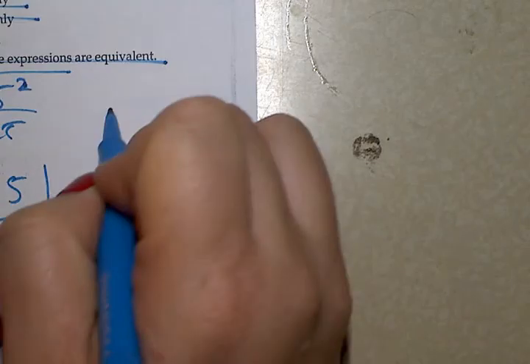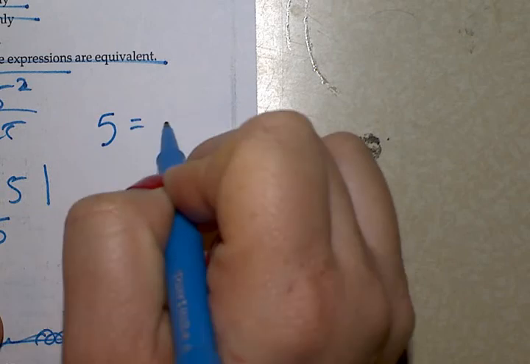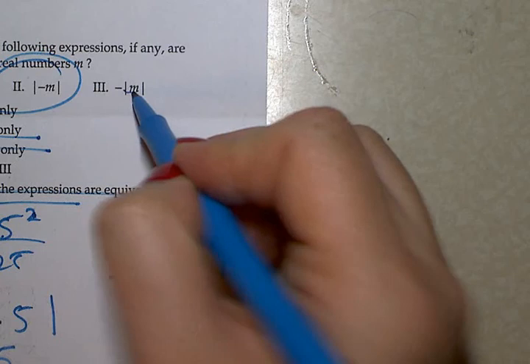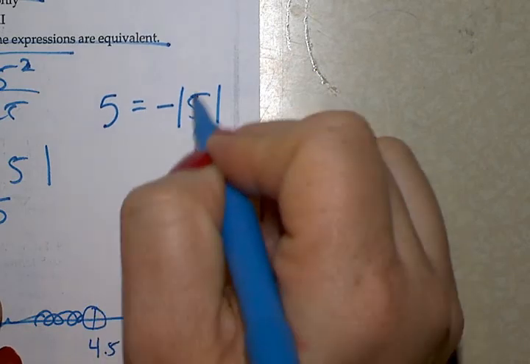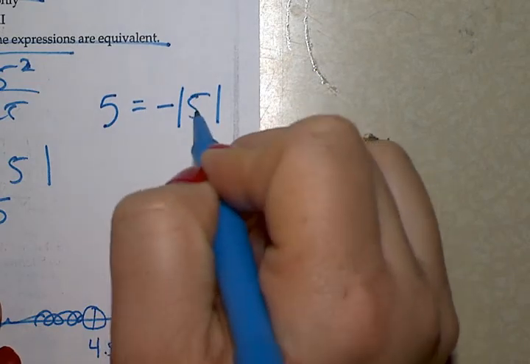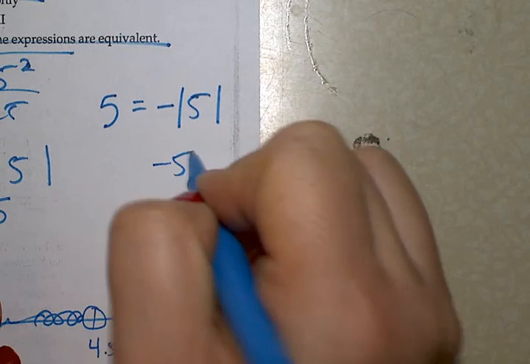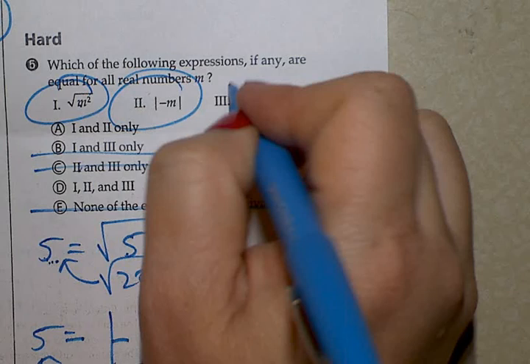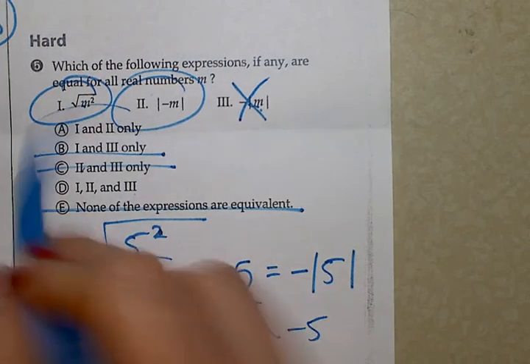Now the last one, I want a final answer of 5, and I'm plugging in 5 where I see the M. The absolute value of 5 is 5, but then I have to attach the negative on the outside. Does negative 5 equal 5? So the third option doesn't work, which means option A is your correct answer.